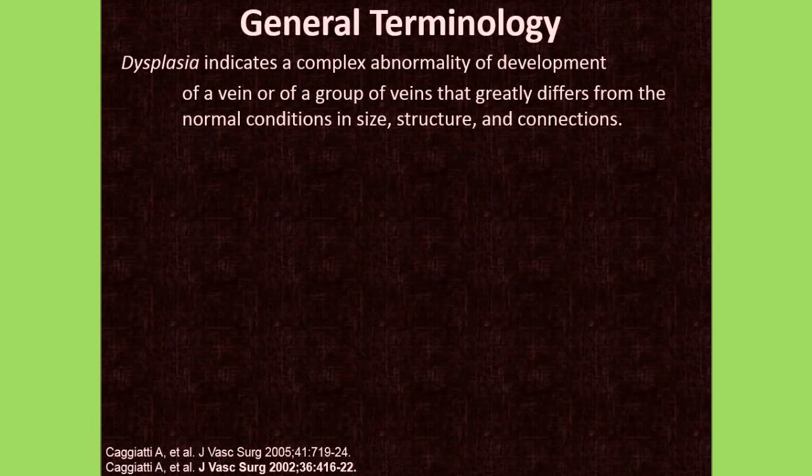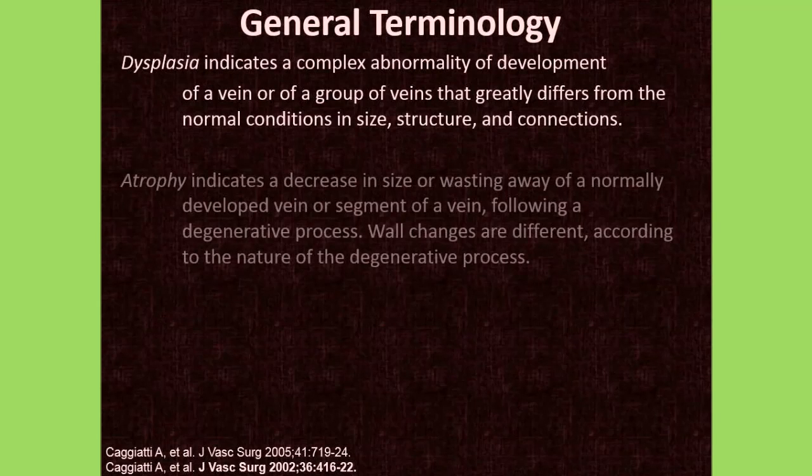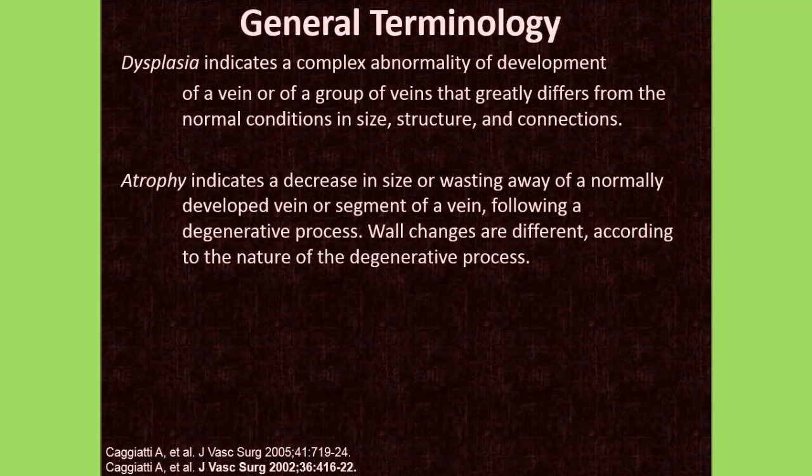Dysplasia indicates a complex abnormality of development of a vein or a group of veins that greatly differs from the normal conditions in the size, the structure, and the connections, and they're pretty obvious when you see them on ultrasound. Atrophy indicates a decrease in size or a wasting away of a normally developed vein following some sort of degenerative process. All changes are different, and that's according to the nature of that degenerative process.